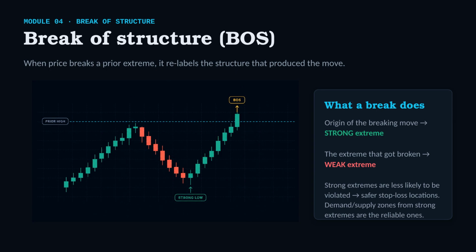Whenever the market breaks a previous extreme, you have a break of structure. Why does this matter? Because a break of structure relabels the chart. Two things happen simultaneously. The origin of the movement that broke structure becomes a strong market extreme, and the market extreme that got broken becomes a weak market extreme. Look at the chart. Price rallies, pulls back to form a low, then rallies again and breaks the prior high. The moment that break occurs, the low that launched the move becomes a strong low. You care about strong extremes for one very practical reason.